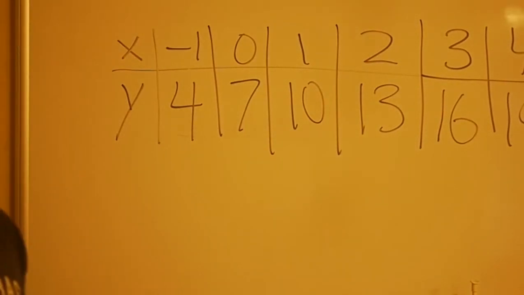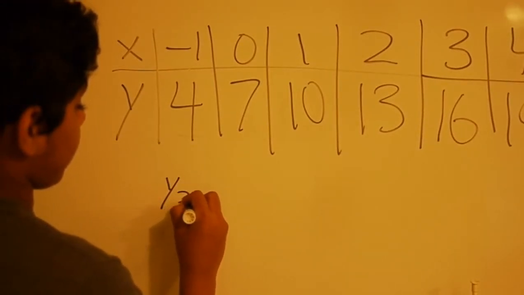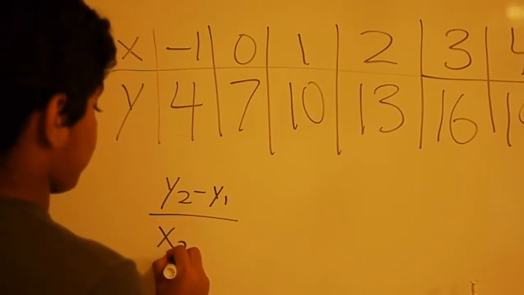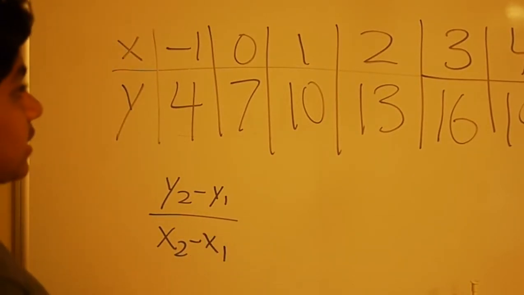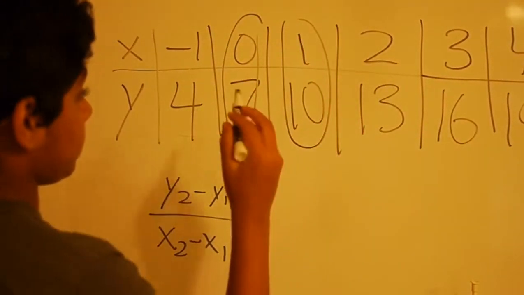Let's use this table of values as an example. So, let's make the equation. And now we can select 2 pairs to plug into the equation. So I'll use this one and this one. So let's plug it in.